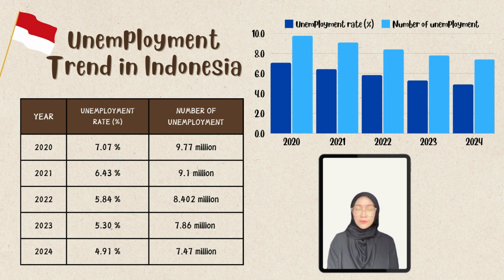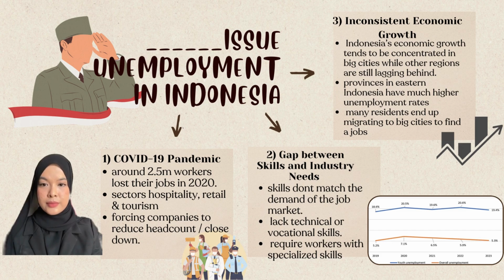And last but not least, for 2024, the unemployment rate and the number of unemployed are also decreasing. The unemployment rate has decreased by about 0.39%, which becomes 4.91%, and the number of unemployed is decreasing by about 0.39 million, which becomes 7.447 million for 2024. The rate of unemployment in Indonesia has been decreasing for several years.